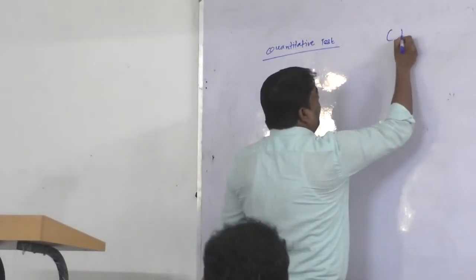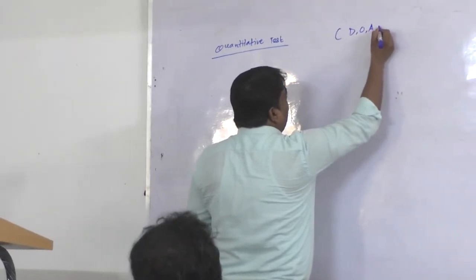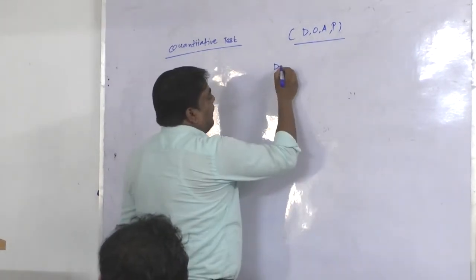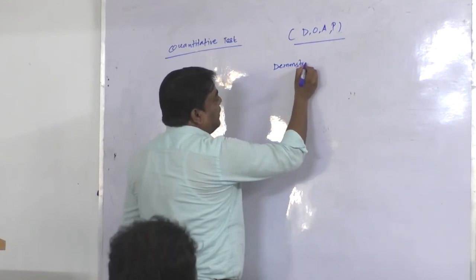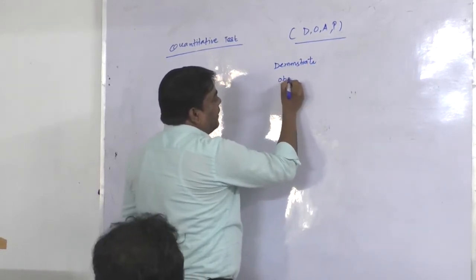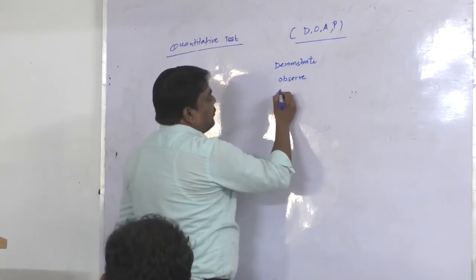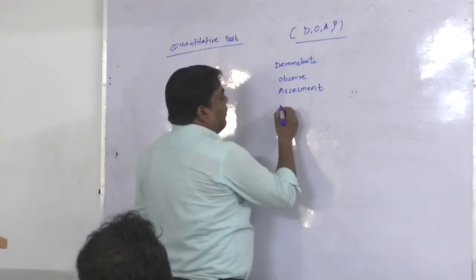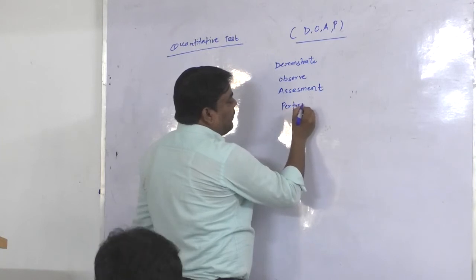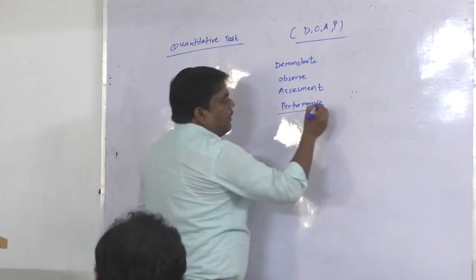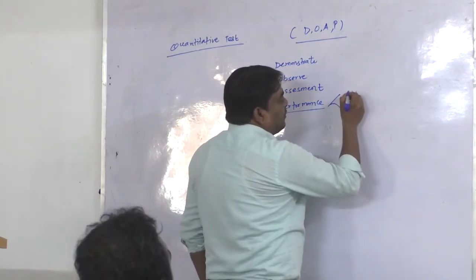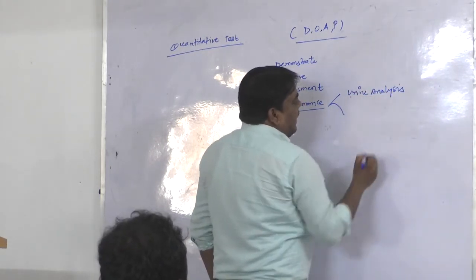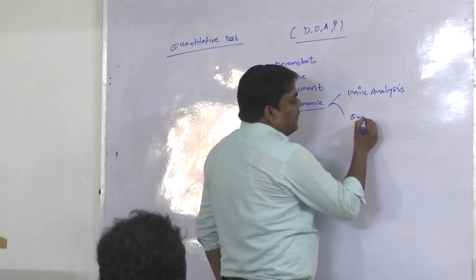In some methods, this is simply for activity. For me, I have to demonstrate the practical part. You will observe assessment, and if you are able to perform, then there is performance of it. So, in the performance, you have to practice. The first one is urine analysis. And second one is quantitative estimation.